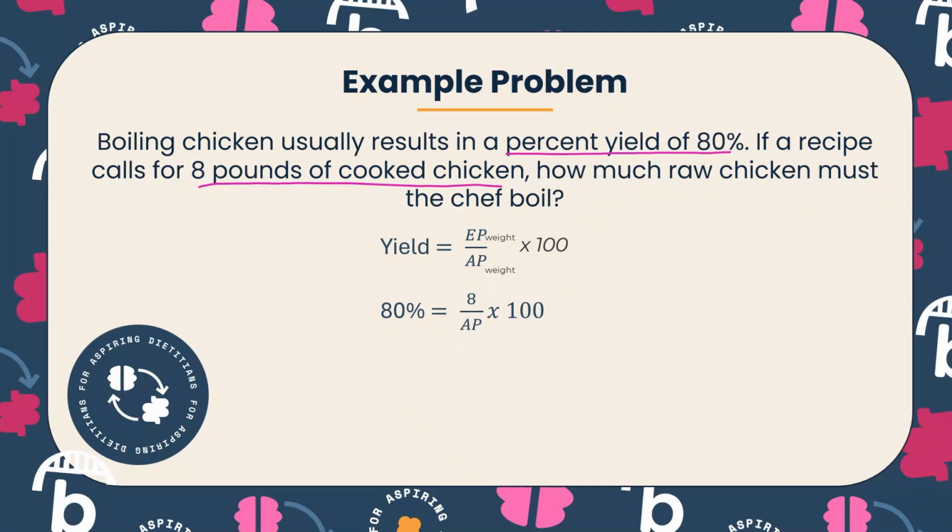And now we need to do a little bit of algebra. Can you? To solve for as purchased, we would first need to divide both sides by 100%.